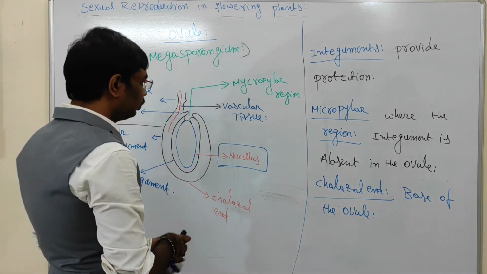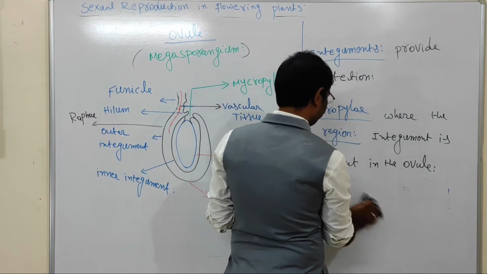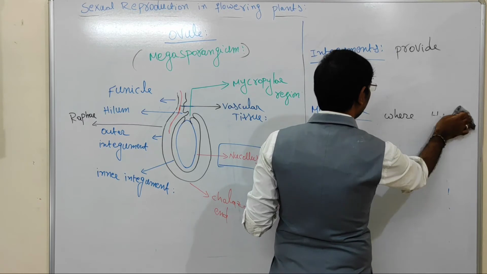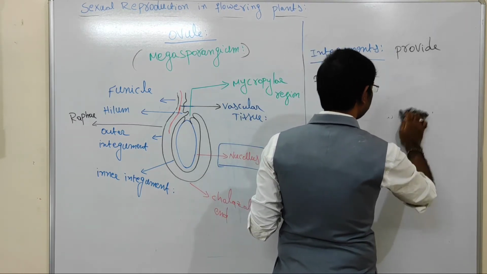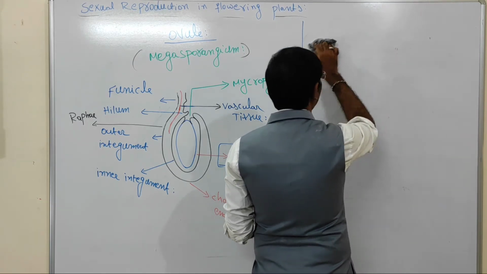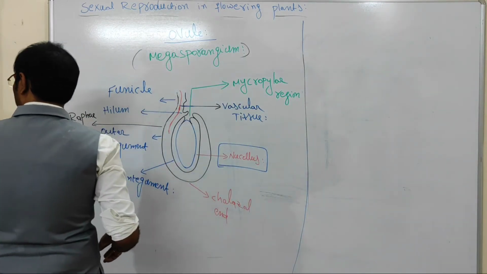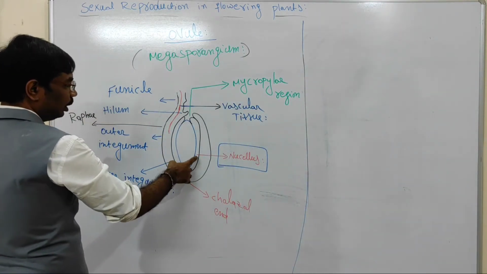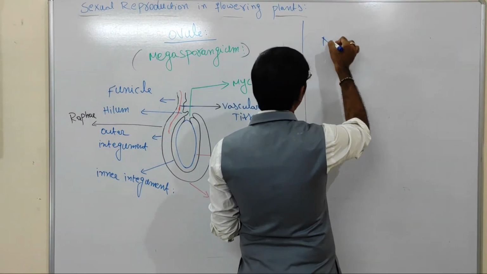So nucellus, what is nucellus? Nucellus is a sporogenous tissue. It is present inside the inner integument. So nucellus is a sporogenous tissue, present inside the inner integument, and it will form the body of the ovule.